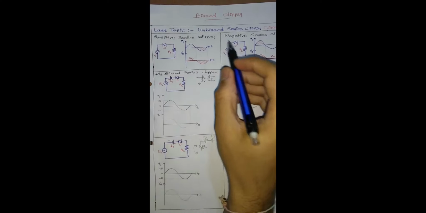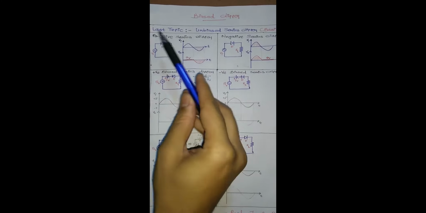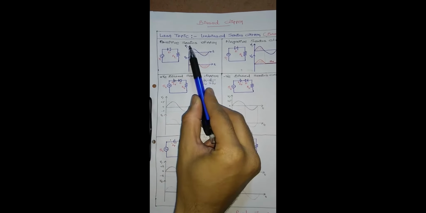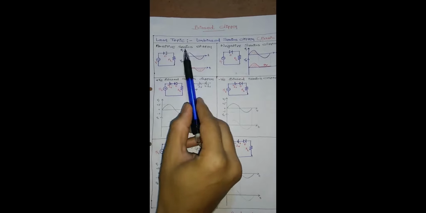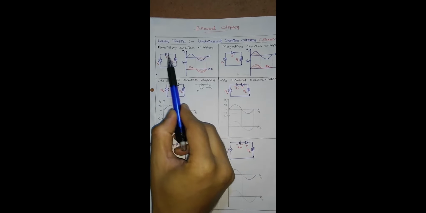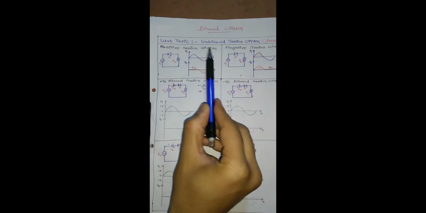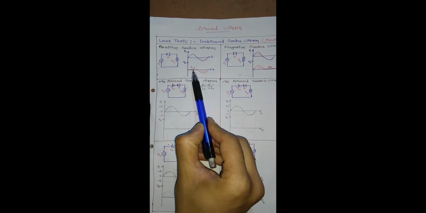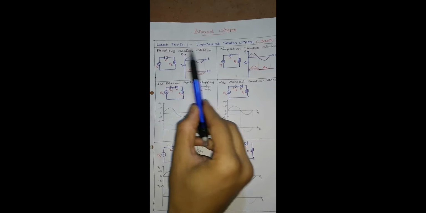Let's start. First of all, consider the unbiased series clipper. So the diagram of series clipper: positive series clipper without bias, negative series clipper. In case of series, the diode and R both are in series. In a positive clipper, the positive part is not present. In a negative clipper, the negative part is not present. Means in a positive clipper, the positive part is 0, and in a negative clipper, the negative part is 0.